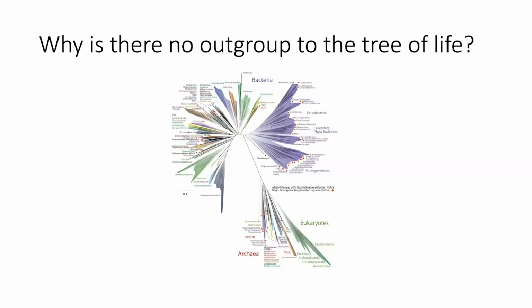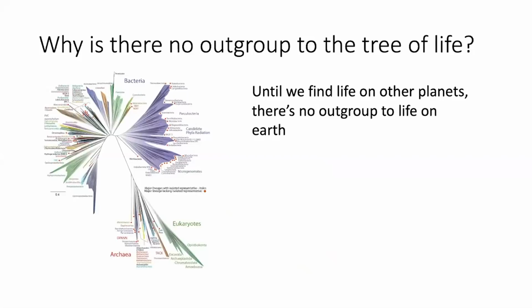Why doesn't it have an outgroup? There's no direction to this. This is just the evolutionary relationships between bacteria, eukaryotes, and archaeobacteria. Why is there no outgroup to the tree of life? Well, the answer is kind of fun. This is all of life on Earth. We don't have an outgroup to life on Earth.